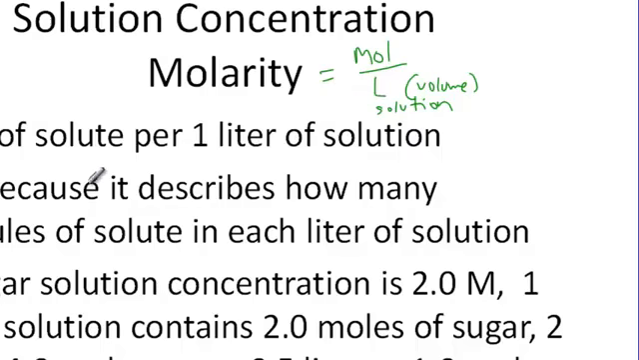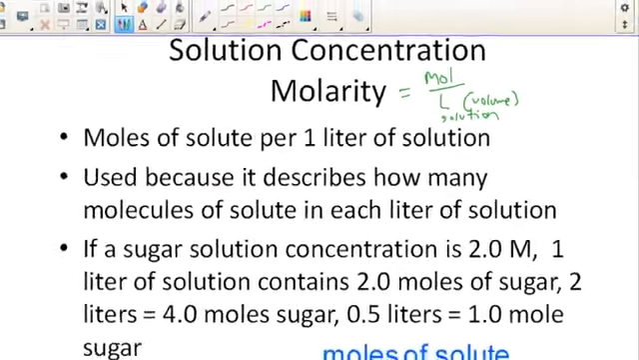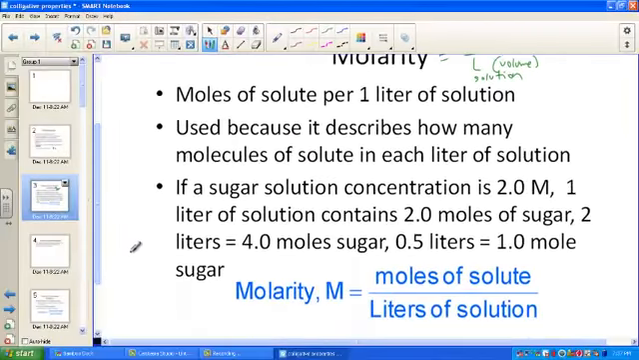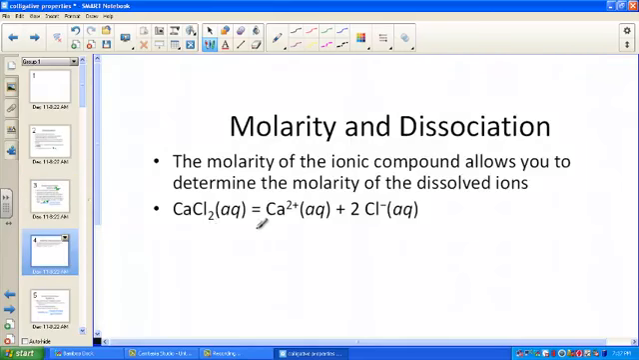Moles per liter of solution. It's going to describe for us how many moles of solute per liter of solution. So if I'm seeing that we have, for instance, a 2 molar solution, that tells me I have 2 moles of solute in every 1 liter of solution. If I doubled the volume, I'd have half the number of moles. So just a kind of a direct relationship there with quantities, moles per liter.